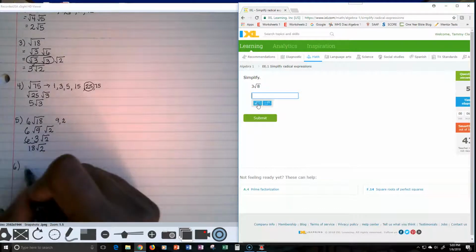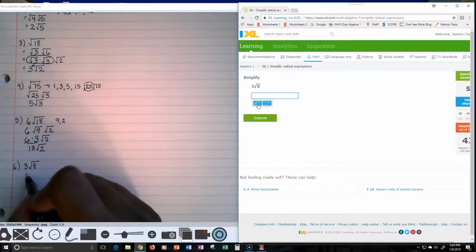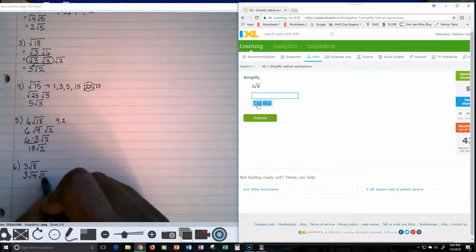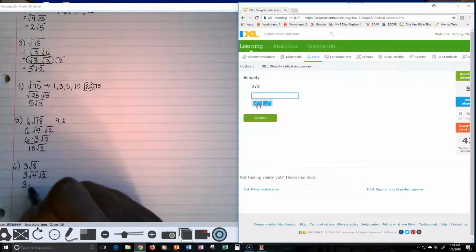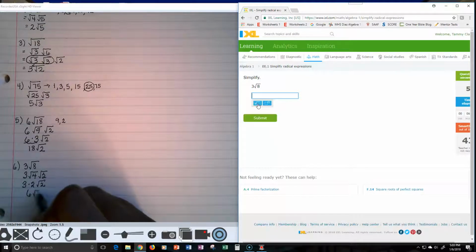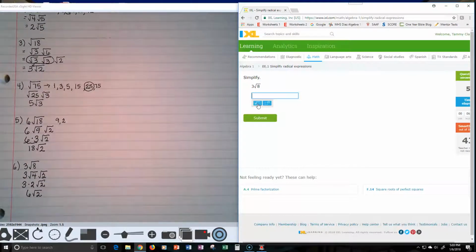Number 6, we have 3 root 8. So 3 times the square root of 4 times the square root of 2, because I know the highest perfect square is 4. So this would be 3 times 2 times root 2, so that gives me 6 root 2.